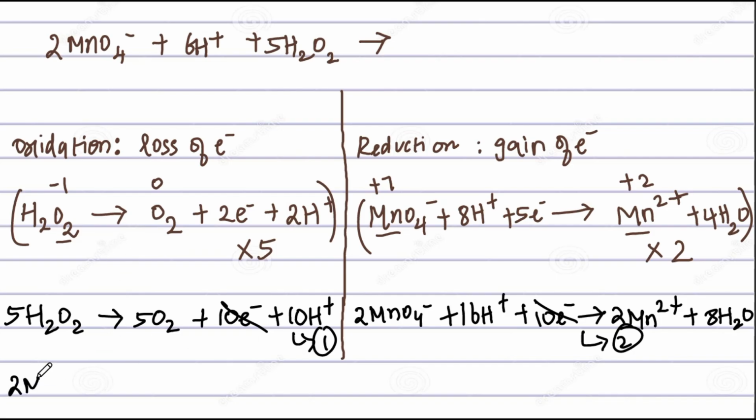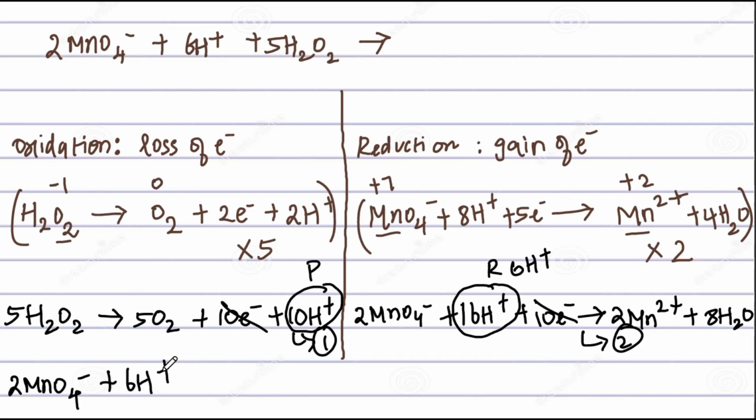First let us write 2MnO4 minus, then the H plus ions: 16 H plus ions in the reactant side, and in the product side of the first equation you are having 10 H plus ions. So these two will be subtracted, and the remaining will be 6 H plus in the reactant side. So that 6 H plus will be written here.